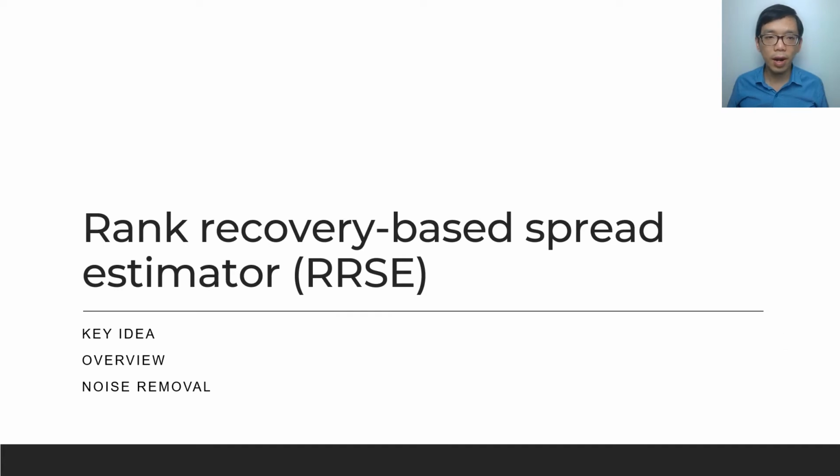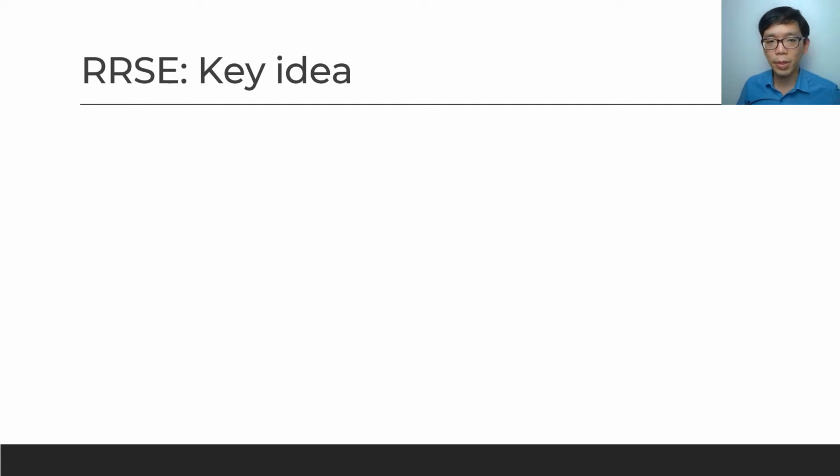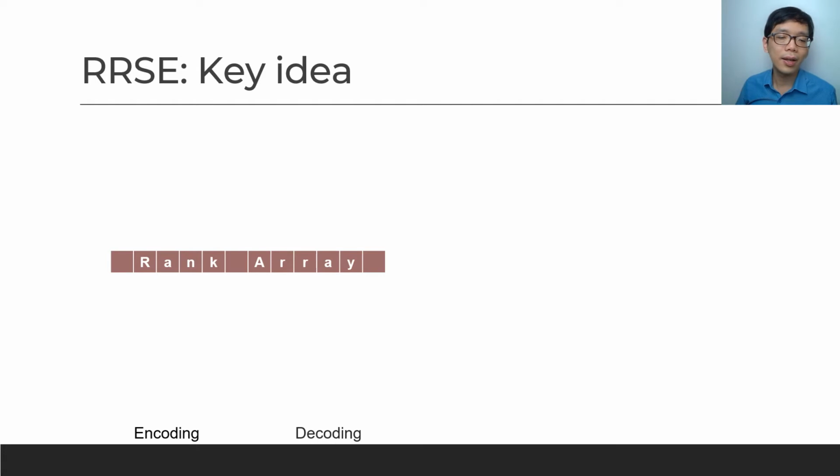In this part, I will talk about our algorithm RRSE. It's called Rank Recovery Based Spread Estimator. We will talk about our key idea, then the overview, and then more detail on the noise remover. Let's talk about the big picture. We have a memory array here, and I will talk about encoding and decoding.